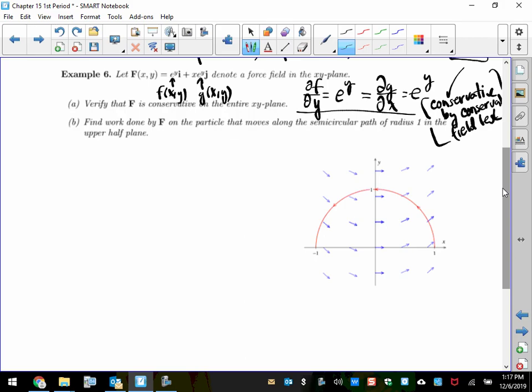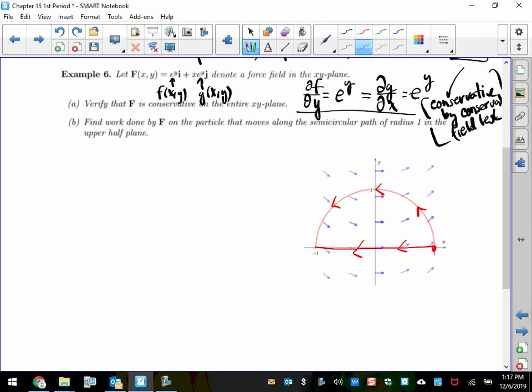So it's conservative. Now for part B, they say find the work done by F on the particle that moves along the semicircular path in this direction. So F is the blue field here, and then in red is the path. Well, now we've shown that it's path independent, it's conservative. So we can just integrate along this line. There's a few different things that we could do here. We could just integrate along that line. That's one way to do it.